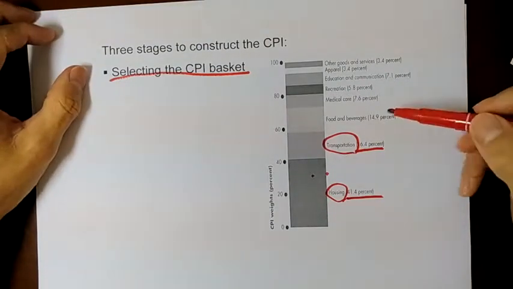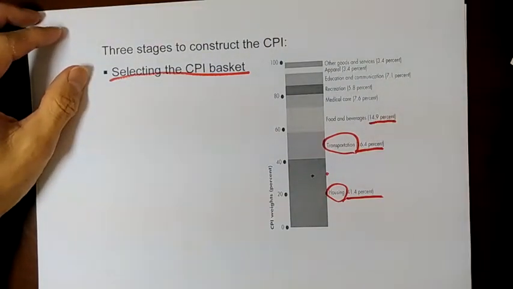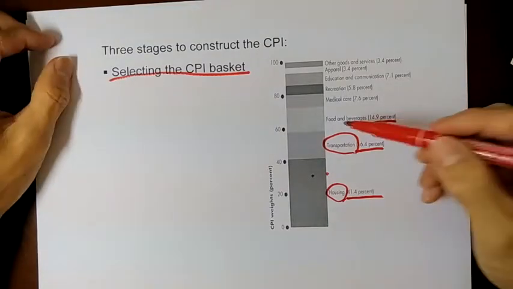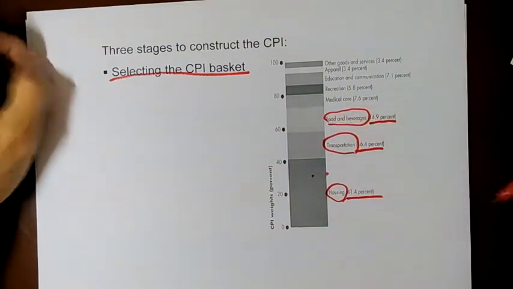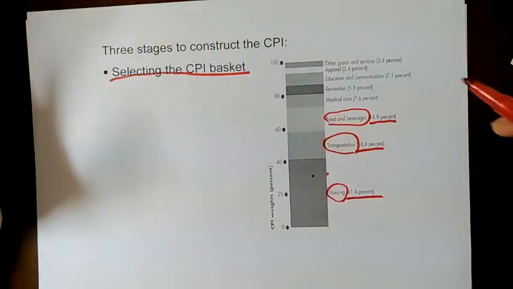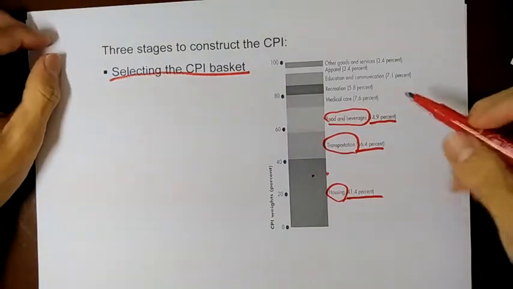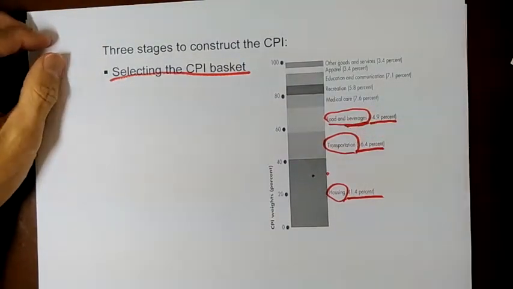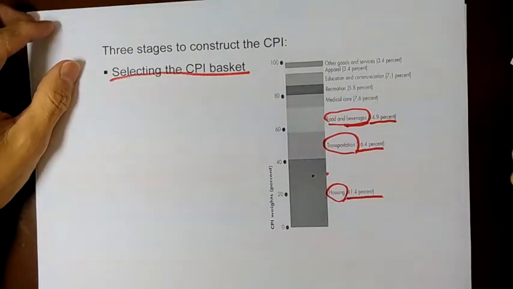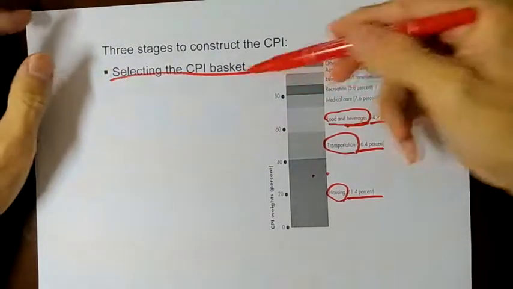Okay? And they use 14.9% of their income on food and beverage. Remember, this is for a typical urban family, not for you. I know you spend a lot of money on beverage. Alright, so we select the CPI basket.